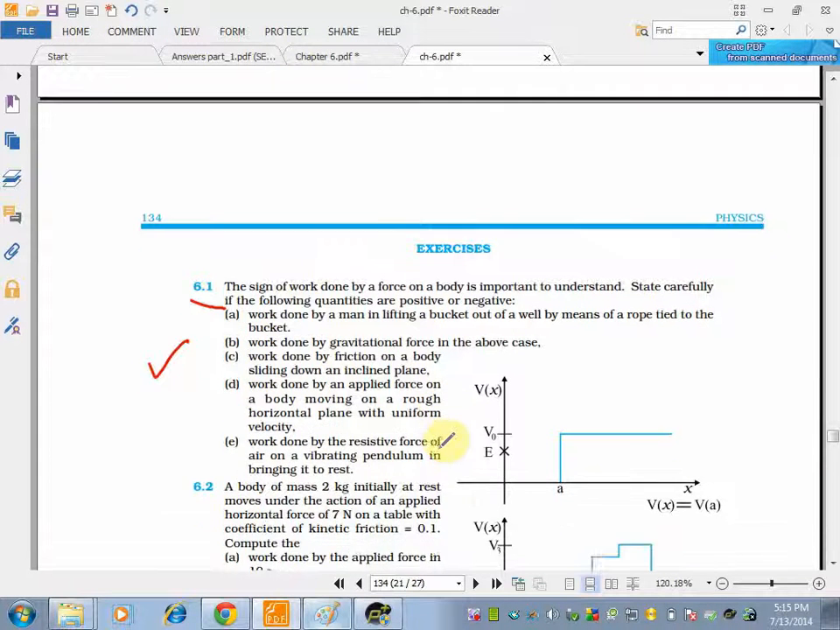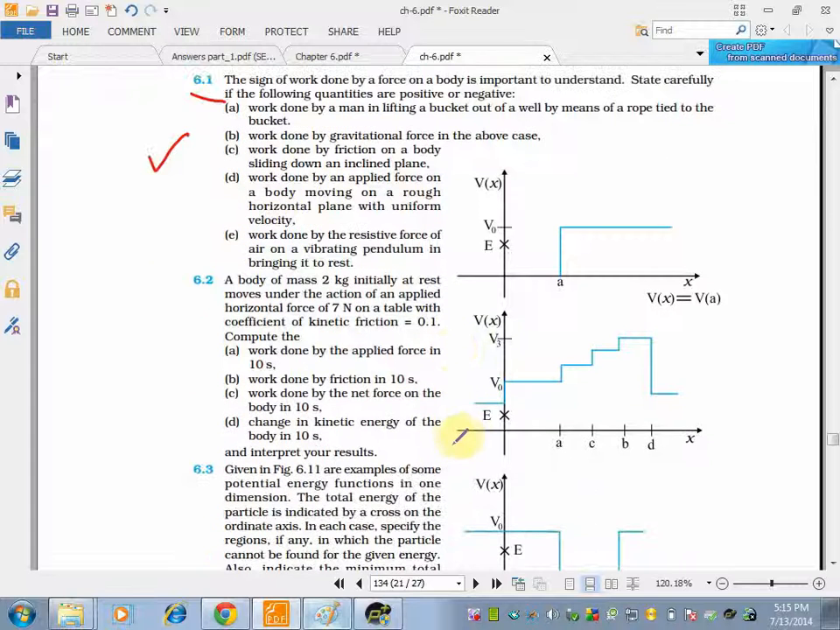Now let us deal with the second question. A body of mass 2 kg initially at rest moves under the action of an applied horizontal force of 7 Newton on a table. Coefficient of friction is 0.1. We have to find out the work done.